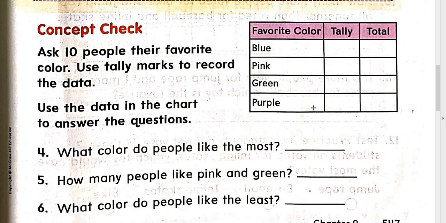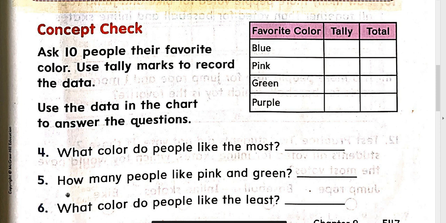The second part of the question is, use the data in the chart to answer the questions. Number 4. What color do people like the most? The key word in this question is the most. Which color has the most number of votes? It's according to your answer here, okay? And you write the name of the color, not the number.